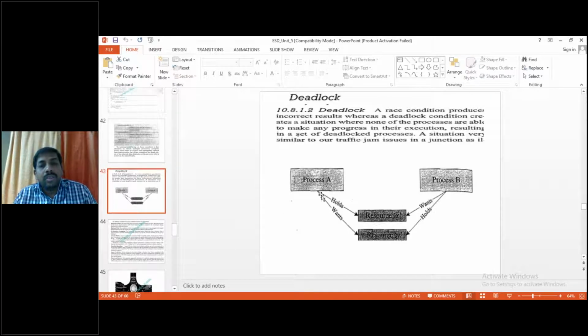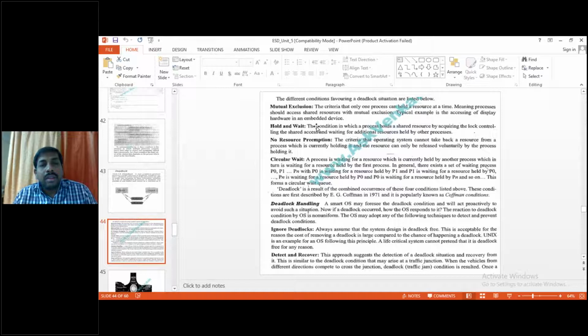And deadlock is a condition where two processes are competing for a resource, and ultimately the resource is not utilized by both of them, and they are in a deadlock situation. This deadlock situation arises from mutual exclusion, where only one process can hold the resource at a time, and that may lead to a hold and wait state, no resource preemption, or circular wait. Hold and wait is the condition in which a process holds a resource by acquiring the shared access and waits for additional resources. So it is getting access, but it is unable to use it.